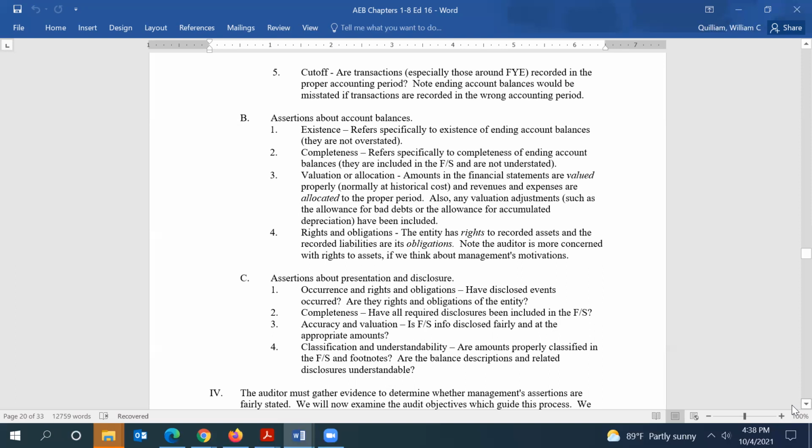Well, then number 2, completeness. Refer specifically to the completeness of ending account balances. They're included in the financials. They're not understated. So completeness. That sounds really familiar, except this time applied to the ending account balances. So every dollar that belongs in the ending account balance is there. That ending account balance is complete. So again, no understatements.